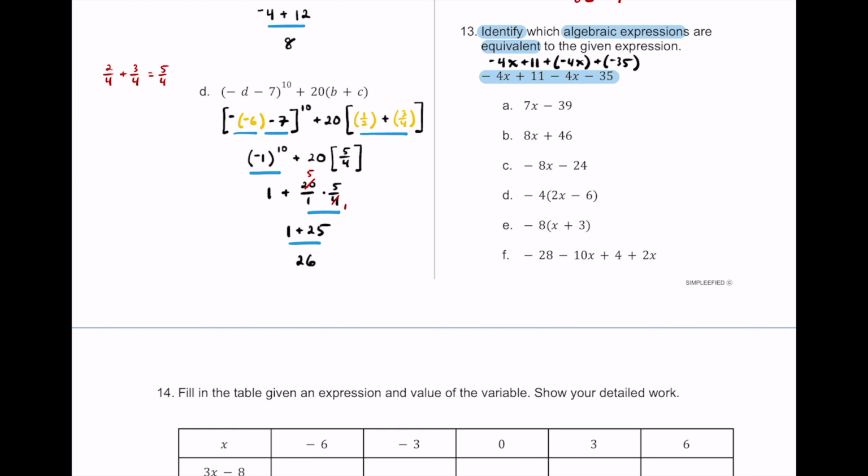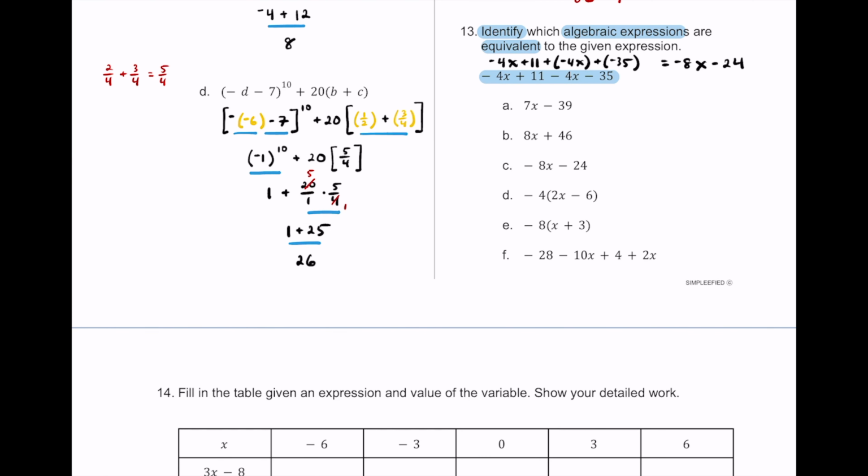All right, so which ones are like terms here? Well, we have negative 4x and negative 4x. That's going to combine here to make a negative 8x. And then if you take this positive 11 and you take away 35, or you add a negative 35, that's going to be a negative 24, so minus 24.